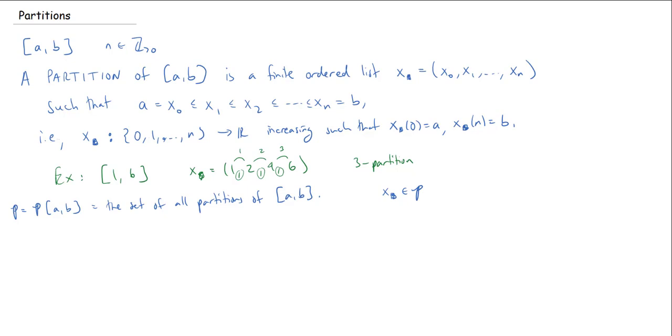If I want to tell you what type of partition it is, like a 3 partition or a 5 partition, then I'll use a little subscript n. So this would be the set of all n partitions of AB. So up above, this x was a 3 partition, so I'd say this x square is an element of the 3 partitions of 1, 6. So there we go.